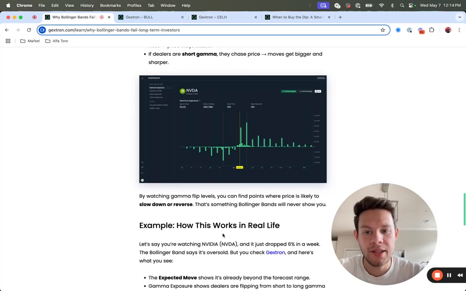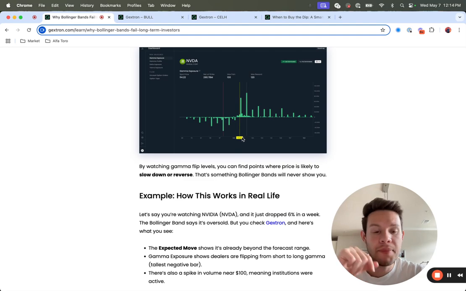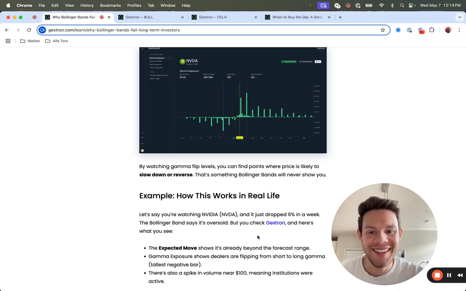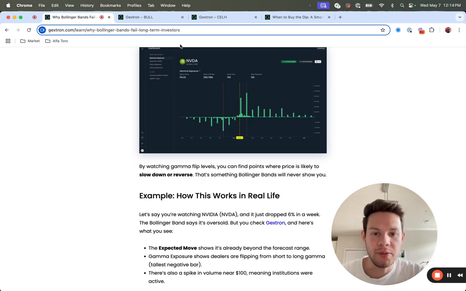Pretty easy stuff. So by watching the gamma flips, you can find points where price is likely to slow down or reverse, which is the big bars I just showed you. And that's something that the Bollinger Bands will never be able to show you. That's why they're not good. The thing about the option world is that it has a huge influence on the equity, on the security. And the reason for that is because the option world for equity is so great.